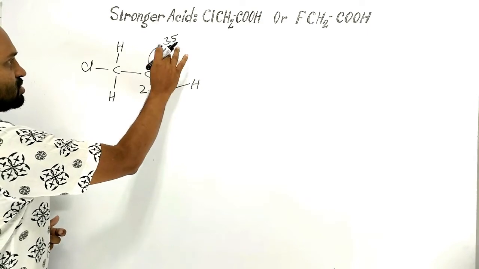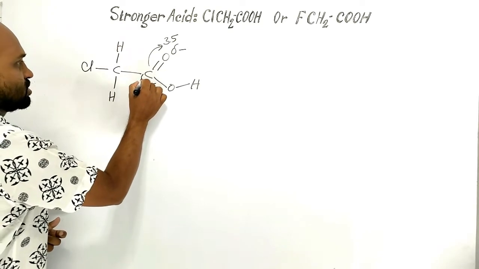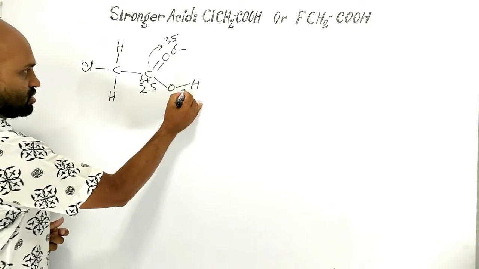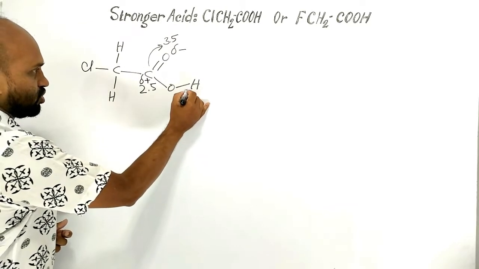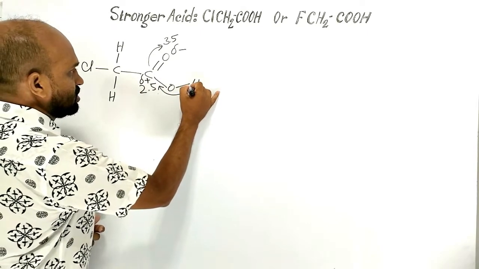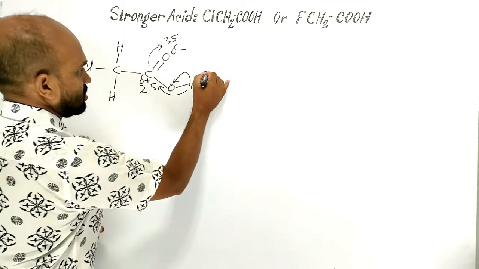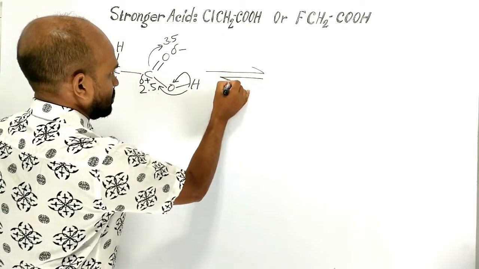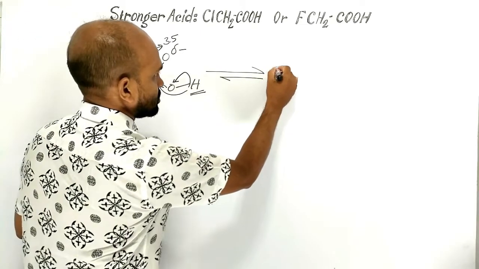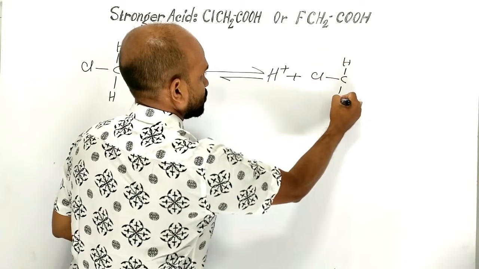After polarization, oxygen gets partially negatively charged and carbon gets partially positively charged. Because of this positive charge, electrons of the oxygen-hydrogen bond move towards carbon, and consequently this bond undergoes heterolytic fission, and as a result this hydrogen is freed as a proton and chloroacetate ion is produced.